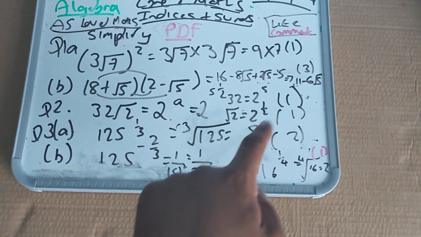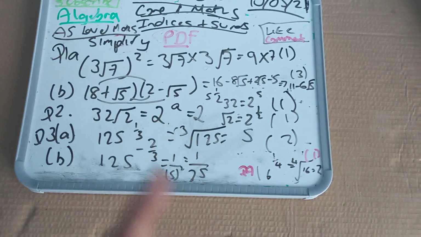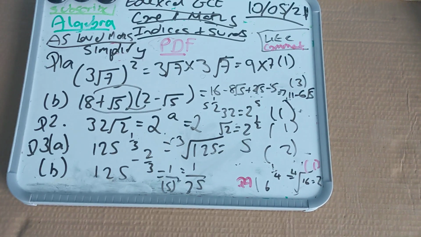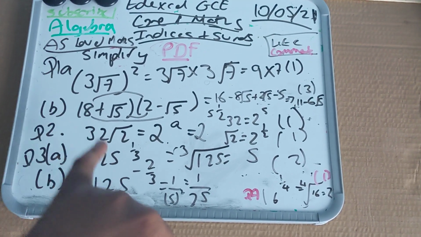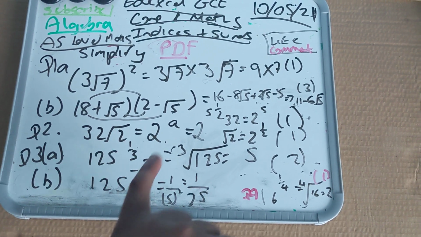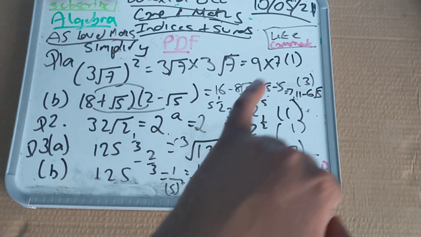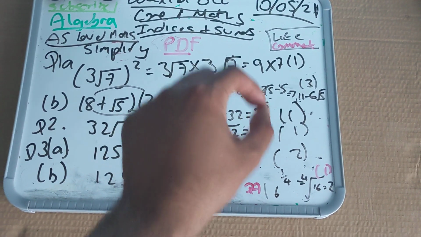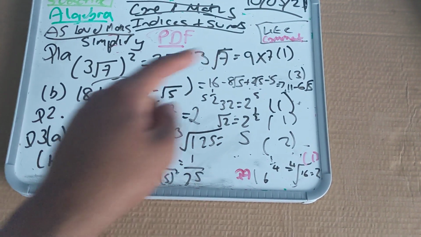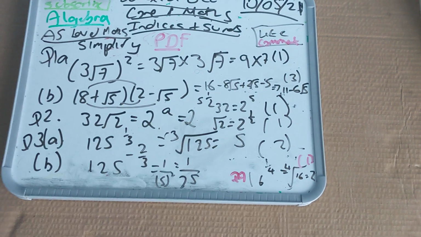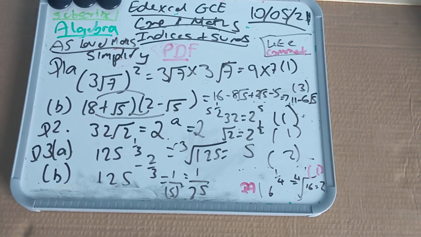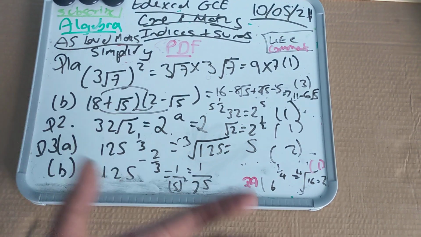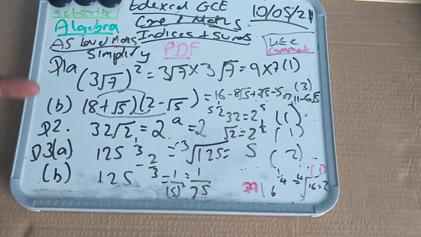Root 2 is written as 2 to the power of a half, since a square root is written as a power of a half. So I've got 32 times root 2, which is 2 to the power of 5 times 2 to the power of a half. The rules of indices say I add my powers, so it's 2 to the power of 11 over 2, or 5.5. So a equals 5.5, or 11 over 2.